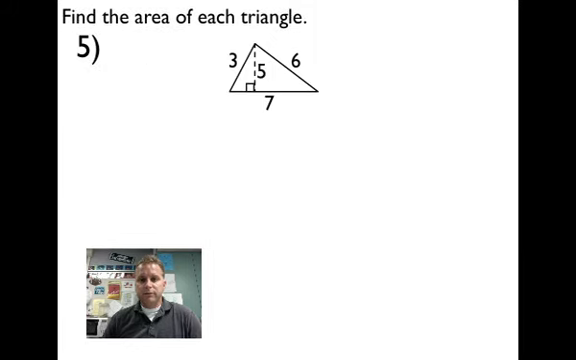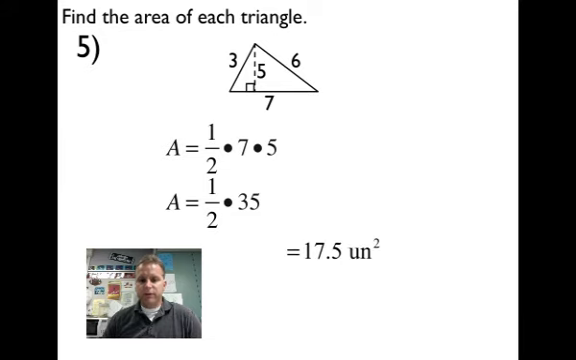Try number 5. Okay, so we have 1/2 times 7 times 5. 1/2 times 35. So multiplying by 1/2 is the same as dividing by 2. So we get 17.5 units squared.